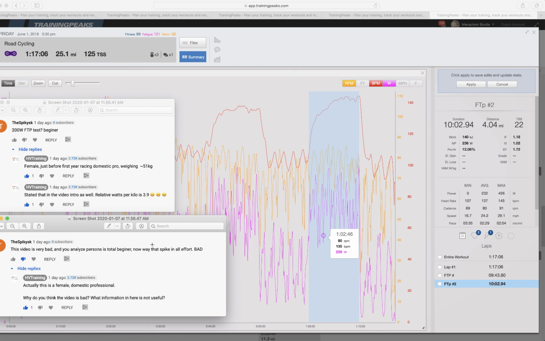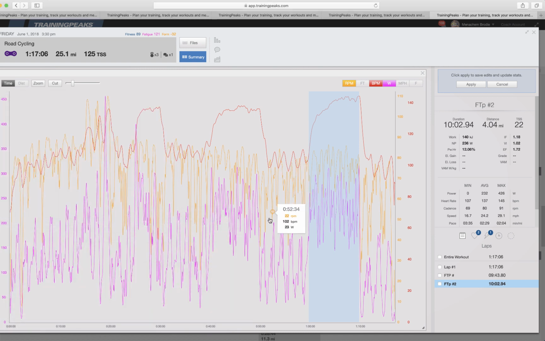Now, I'm going to address the second comment from the Cyclists K, and that is, this video is very bad, and you analyze the person who is a total beginner, no way spiking all that effort is bad. So we're going to close that out. And the important thing here is that 5, 10, 15 years ago when I first started, I'd get really pissed off. Let's just be honest about it. Let's call it what it is. I'd say, what is this person talking about? They have no clue what's going on.